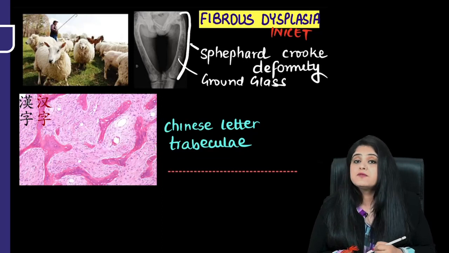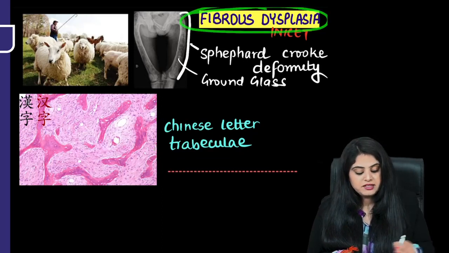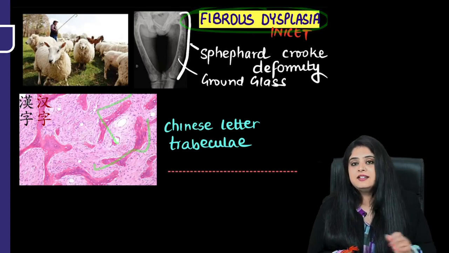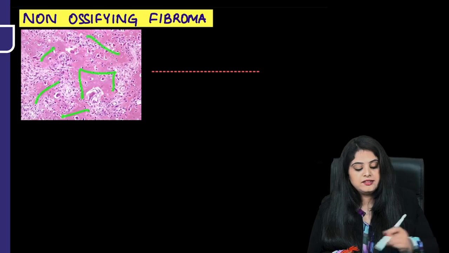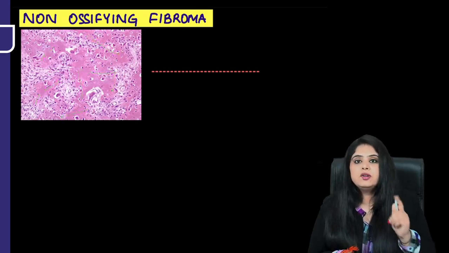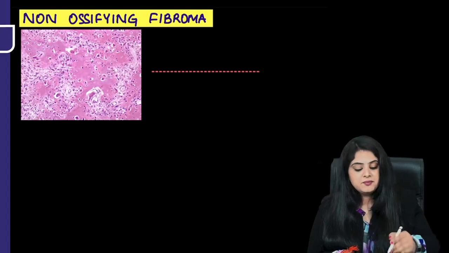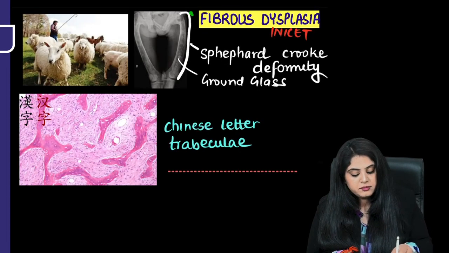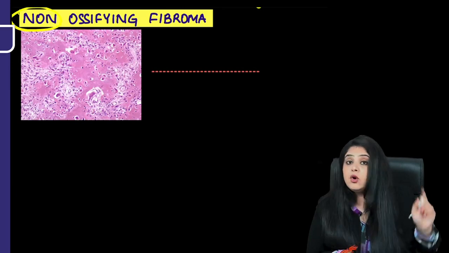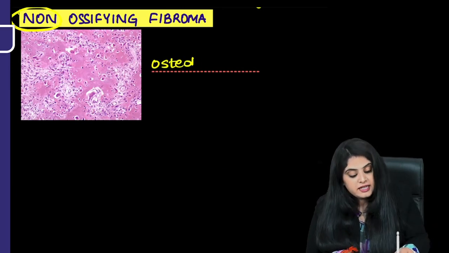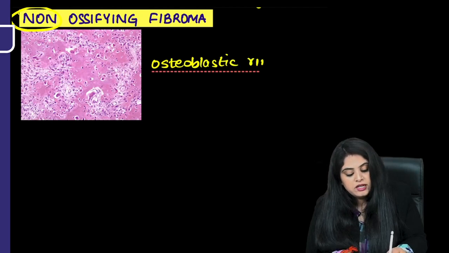Now there comes a confusion for a pathologist, because fibrous dysplasia also shows you these Chinese letters. And the next one, non-ossifying fibroma, also shows you random Chinese letters. How will I differentiate? The rule is only one non is allowed. If you are dealing with fibrous dysplasia, the non hasn't come yet, so now you will say there is no osteoblastic rimming. Whereas if I'm dealing with non-ossifying fibroma, non has come. This means now it can't come again. There is osteoblastic rimming. So only one non is allowed.